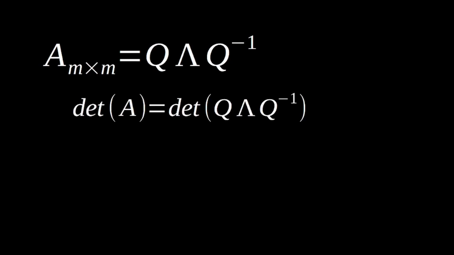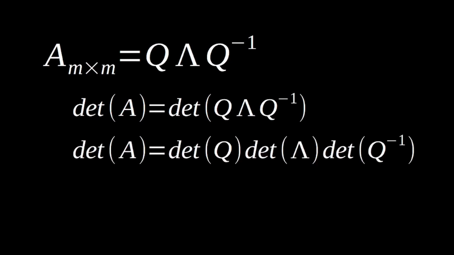But we can also use eigenvalues and our eigendecomposition. We can follow the same general idea or the same general procedure. If we take the determinant of our eigendecomposition for this A matrix, well, it's just the determinant of Q times the determinant of lambda times the determinant of Q inverse.